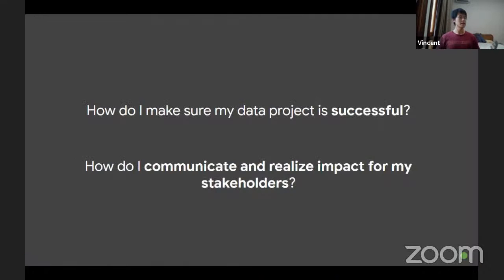But the best answer to this is to answer this question, right? How do I make sure my data project is successful? How do I communicate and realize impact for my stakeholders?